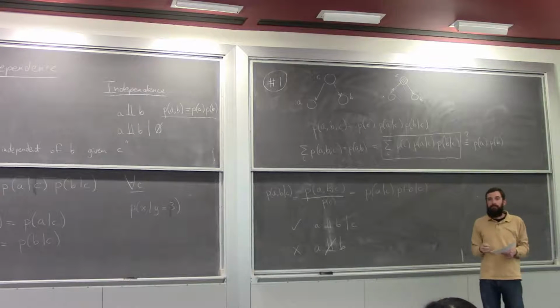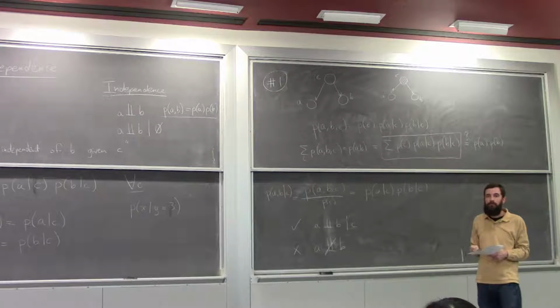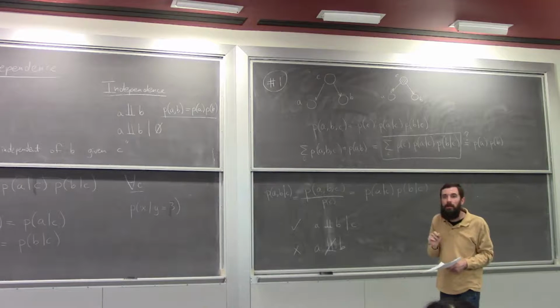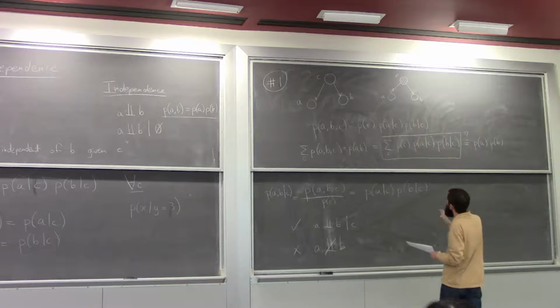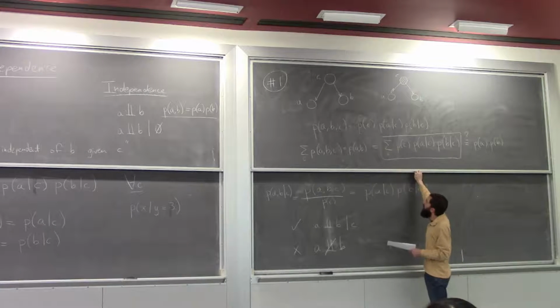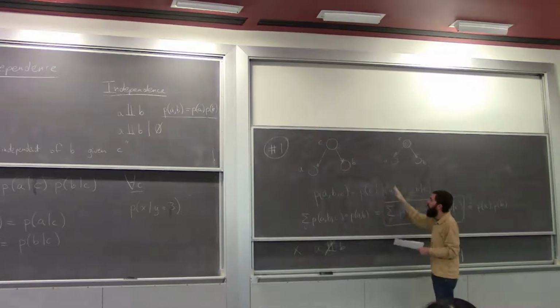So the P(A, B, C) equation, this equation is for which of the graphs? Say again. The top P(A, B, C) equation is for which of the graphs? This is the equation for both graphs.